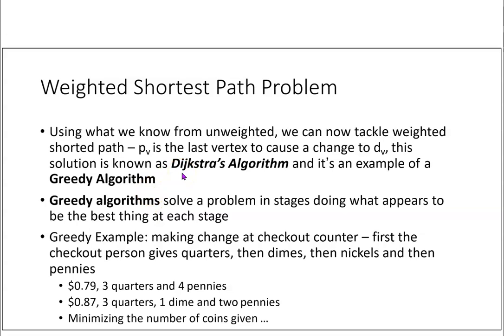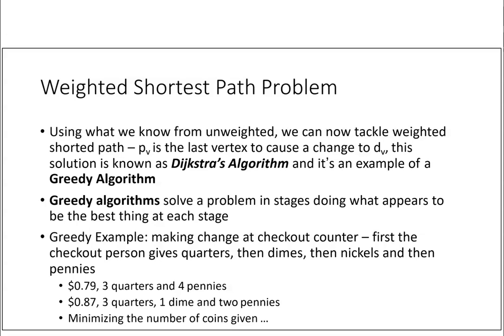Pretty straightforward, not all that hard. Now, knowing what we know from the unweighted class example, we can now tackle the weighted shortest path. And PV is the last vertex to cause a change to DV. The solution is known as Dijkstra's algorithm, and it's an example of a greedy algorithm. Greedy algorithms solve a problem in stages, doing what appears to be the best thing at each stage.